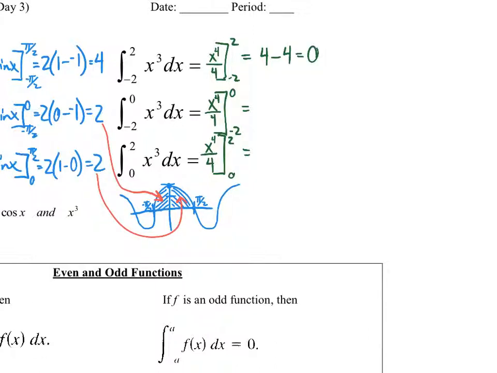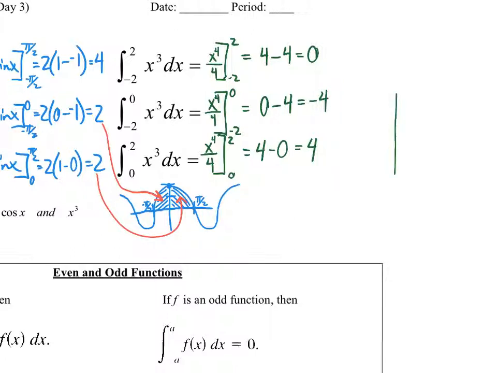If we plug in 0, what do we get? 0. 0 minus 4 again, that's negative 4. If we plug in 2, we get 4 minus 0, and that is positive 4. So you'll notice here, in this case, the integral from negative 2 to 0 is the opposite of the integral from 0 to 2.